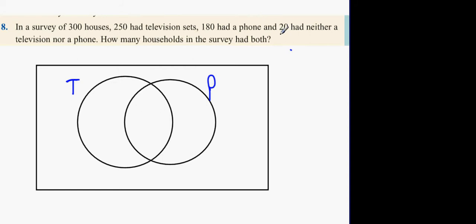Now, 20 had neither a television nor a phone. Where would that go, Ushin? 20 people had neither a television or a phone. At the side and the outside, well done. That's 20 people there.